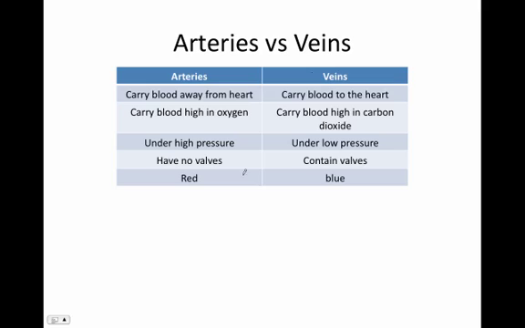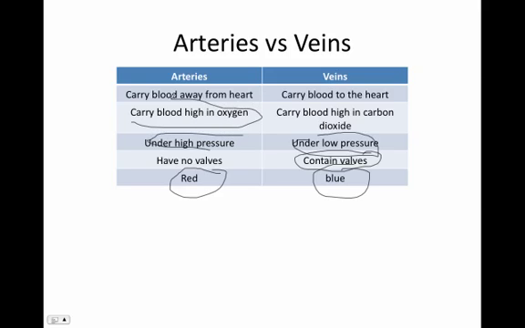So arteries differ from veins. Arteries carry red blood, high in O2. Veins carry blue blood, which is low in O2 and high in carbon dioxide. Most larger veins contain valves to help prevent blood from backflowing downward. They're low pressure vessels. Arteries are under high pressure. Arteries carry blood high in oxygen, with the exception of the pulmonary artery, and veins carry blood high in carbon dioxide, with the exception of the pulmonary vein. Arteries carry blood away from the heart, veins carry blood to the heart.